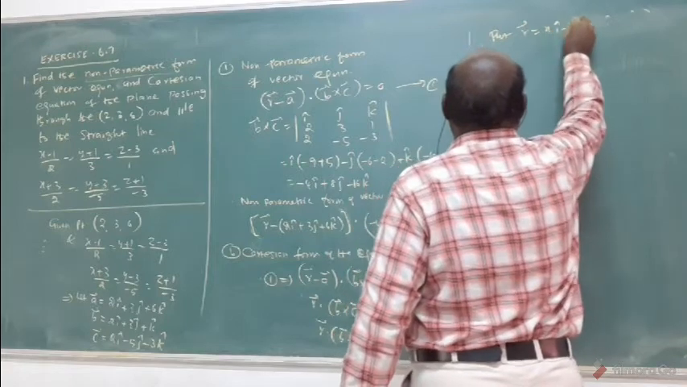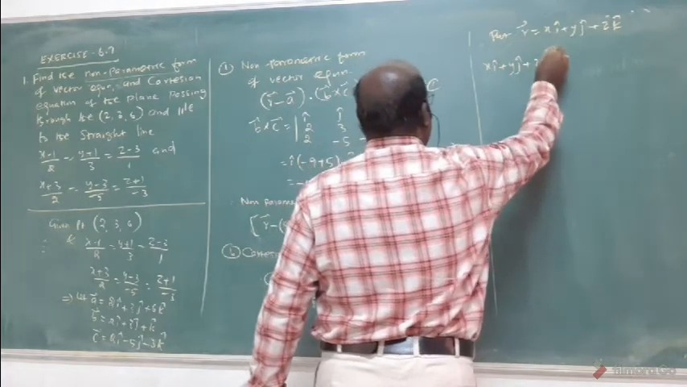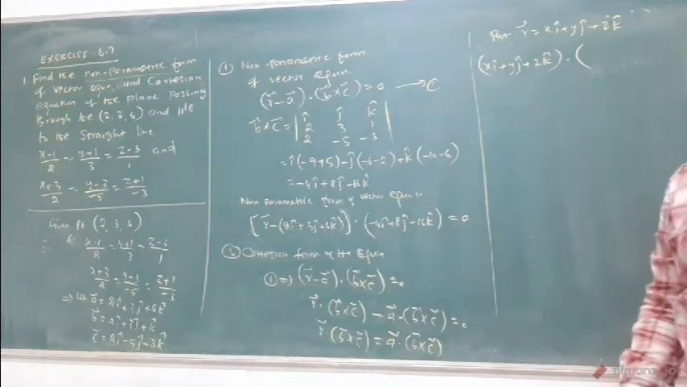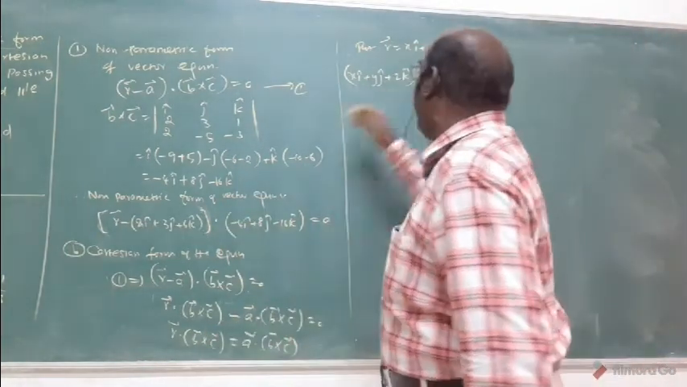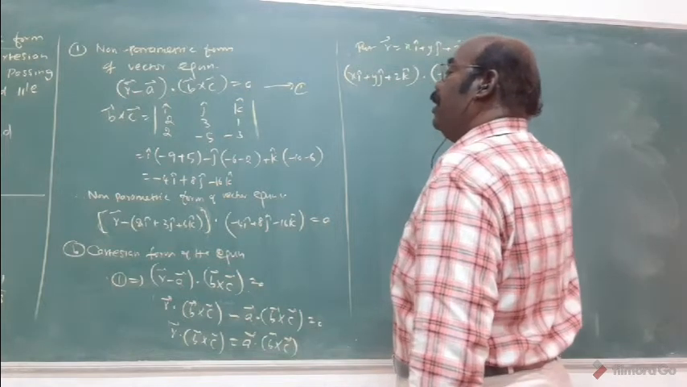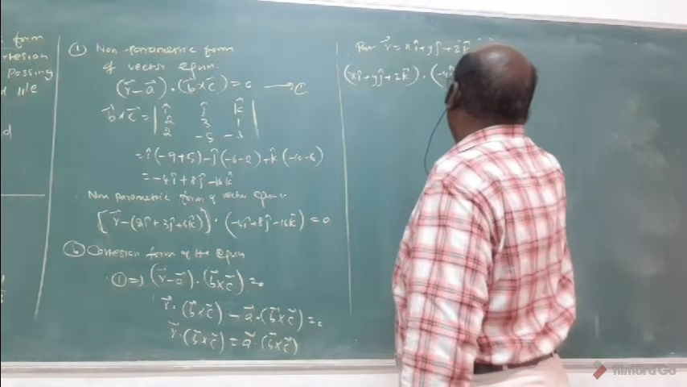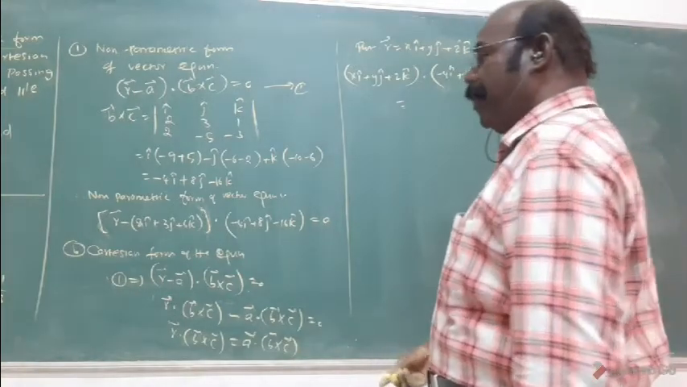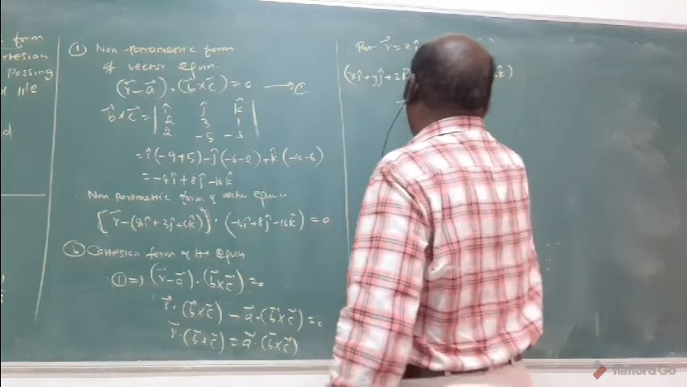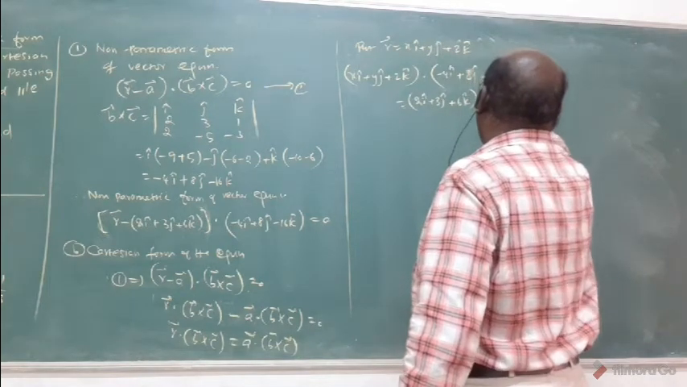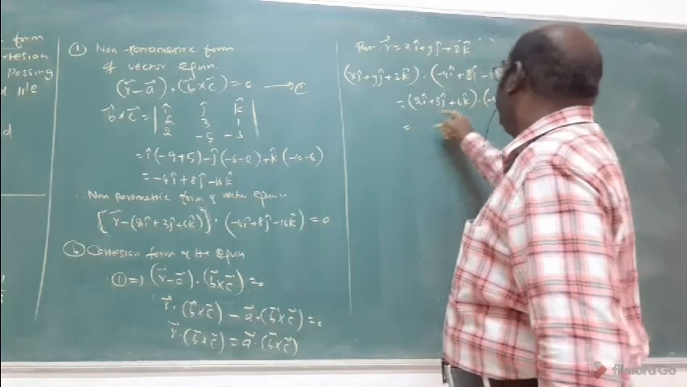r equals x i cap plus y j cap plus z k cap, dot. Next is what? b cross c we find out: minus 4 i cap plus 8 j cap minus 16 k cap. Again it equals a dot b cross c. a vector is 2 i cap plus 3 j cap plus 6 k cap, dot the same minus 4 i cap plus 8 j cap minus 16 k cap. Am I right? Now put the dot product.